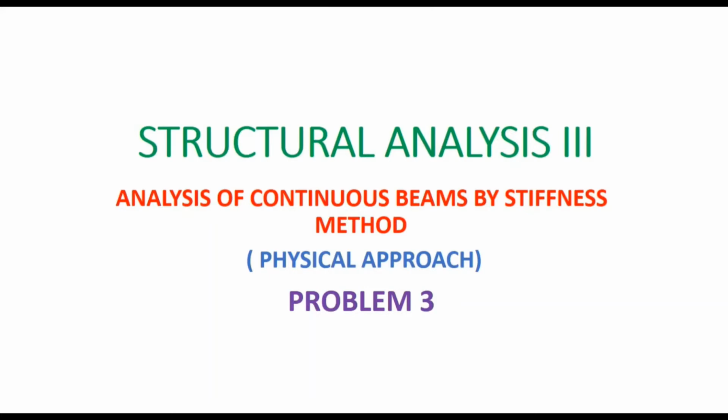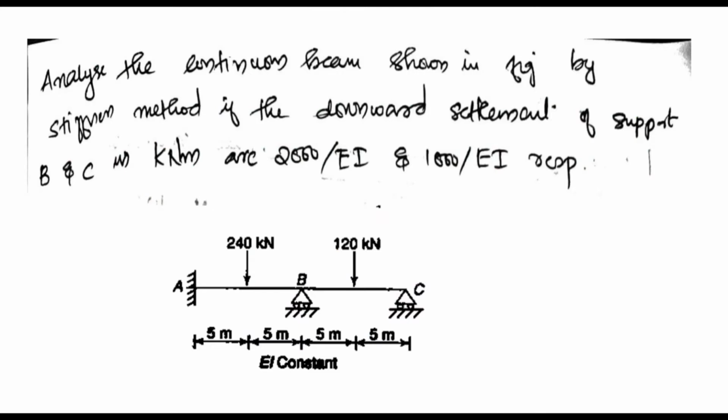Hi friends, today we are discussing Structural Analysis 3, Analysis of Continuous Beam by Stiffness Method, Physical Approach. Problem number 3. Analyze the continuous beam shown in the figure by stiffness method if the downward settlement of support at B and C, in kilonewton meter, are 2000 by EI and 1000 by EI respectively.